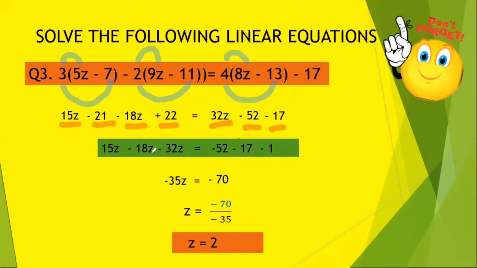Bringing all the terms with z over this side, this plus 32 when it goes to the other side becomes minus 32. Solving this, 15 minus 18 is minus 3, minus 3 minus 32 is minus 35z. Adding all these negative integers, this was minus 21 plus 22 was plus 1, when it goes there it has become minus 1. Adding all of these, we get minus 70. Dividing by minus 35 on both sides, we get minus 70 upon minus 35 as 2.